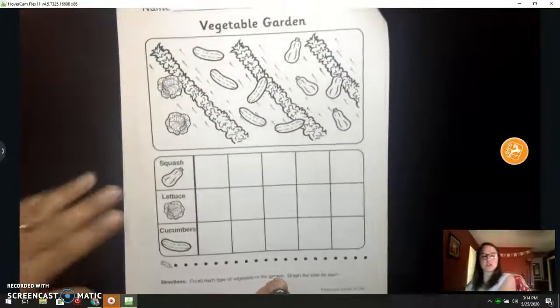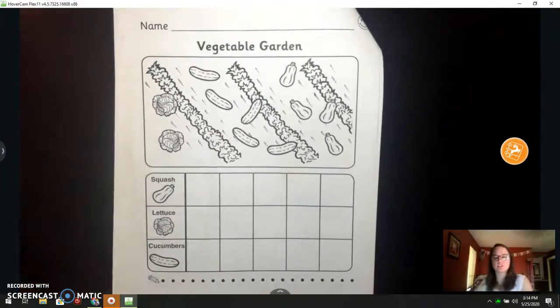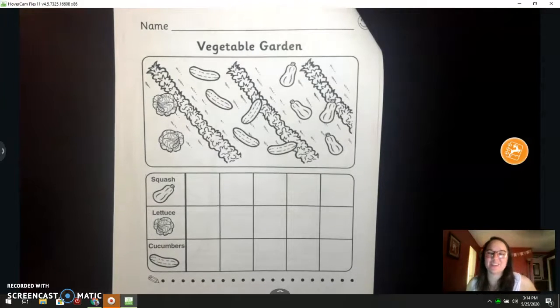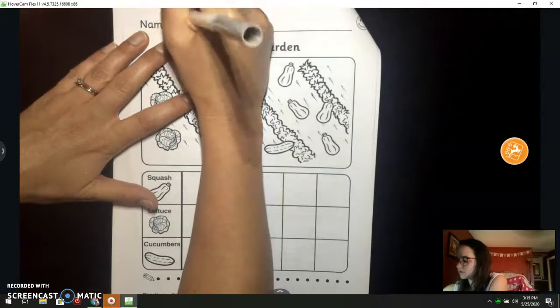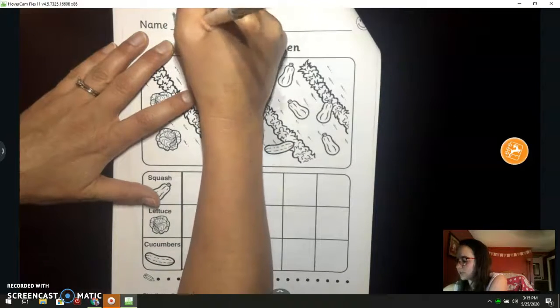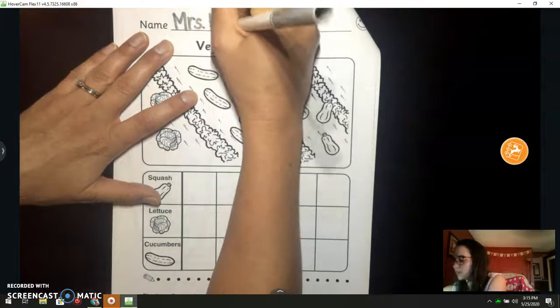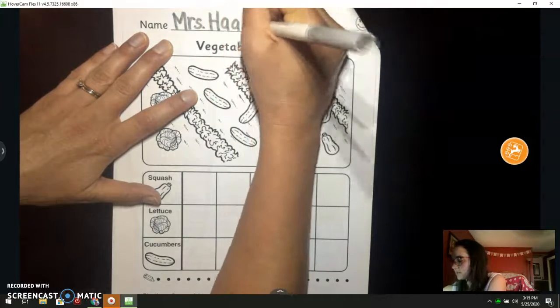Oh, vegetable garden. I'm planting a vegetable garden at my house. Do any of you have a garden at your house? I bet some of you do. Not everybody does. That's okay. So take your pencil and write your name at the top. Right where it says N-A-M-E, name. This is how we get better at our name. We practice, practice, practice.